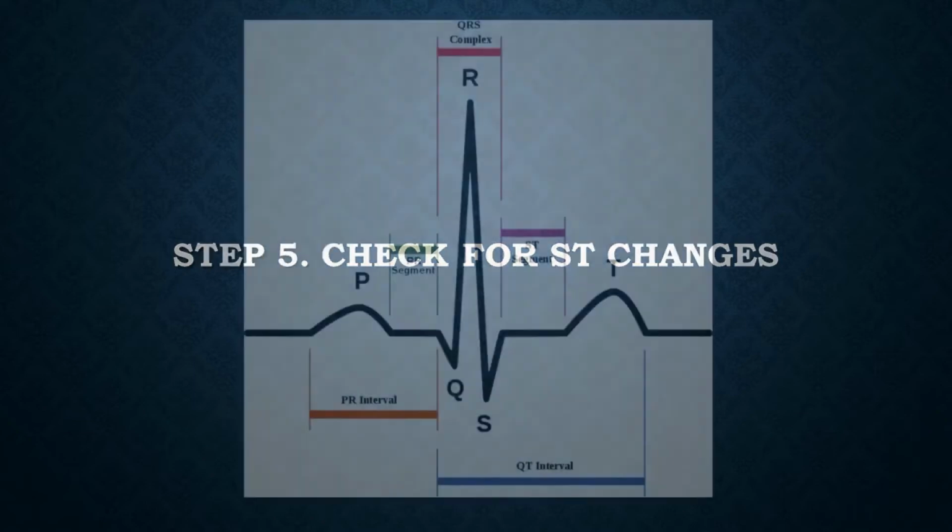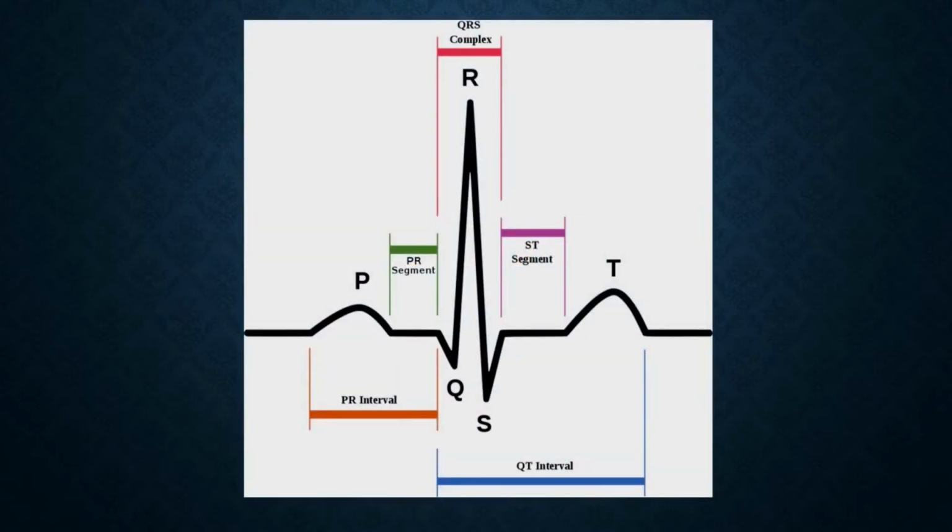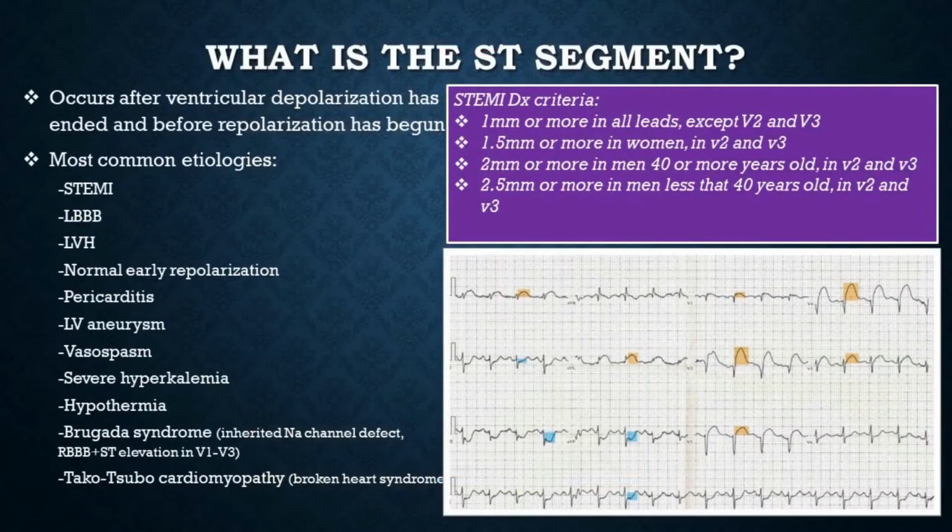Step 5. Check the ST segment. The ST segment occurs after ventricular depolarization has ended and before repolarization has begun. The diagnostic criteria for STEMI, which is ST elevation myocardial infarction, are new ST elevation at the J point in 2 or more anatomically consecutive leads, with the characteristics you are seeing in the purple box.